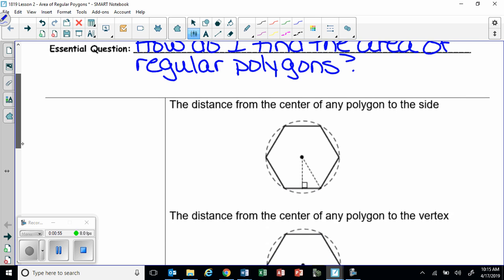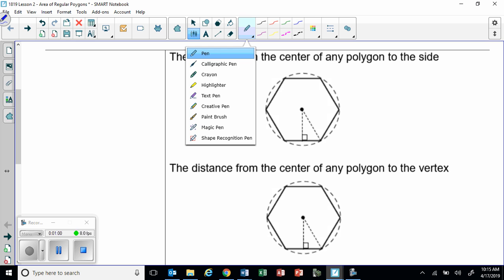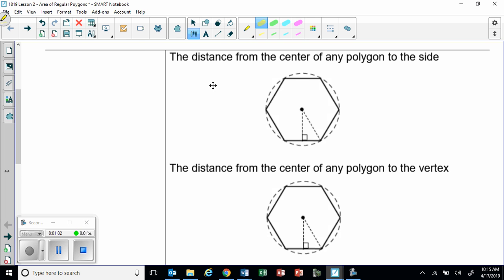No good geometry lesson starts off without vocabulary, and you know I'm going to enjoy this one, so it's definitely going to have vocabulary. We're going to start with the word apothem. The apothem is the distance from the center to the side of any polygon. It has to be perpendicular, and we use lowercase a for it.